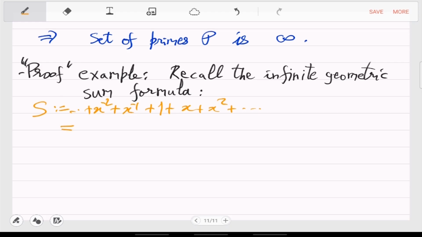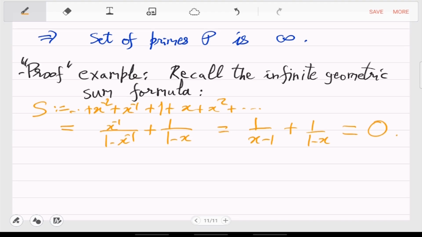Being good JEE students, you will very quickly see that the right side is 1 over 1 minus x, right? And what is the left side? x inverse by 1 minus x inverse. So this is 1 over x minus 1 and 1 over 1 minus x, which sums to 0. Right? So is that a proof? Why not? It seems to fit all your formulas.